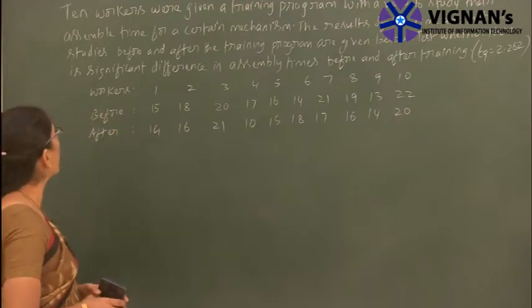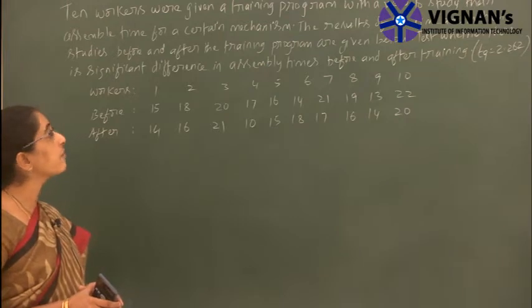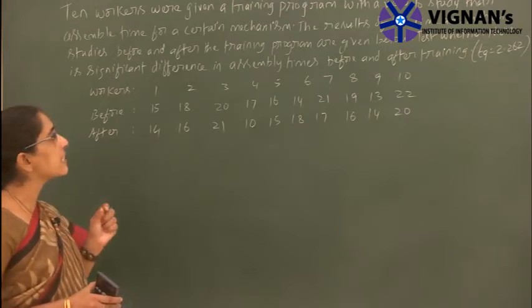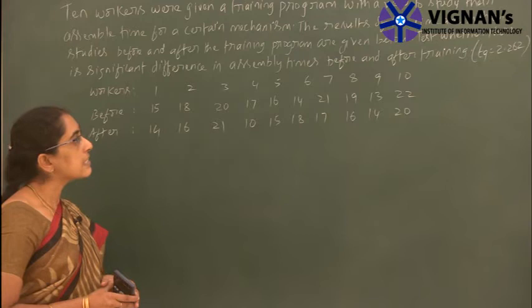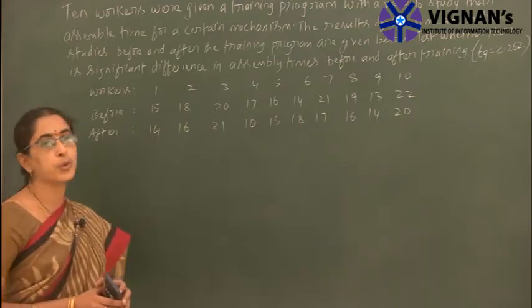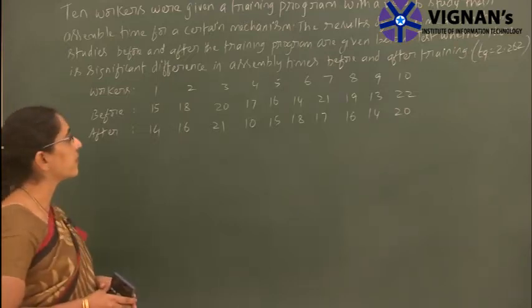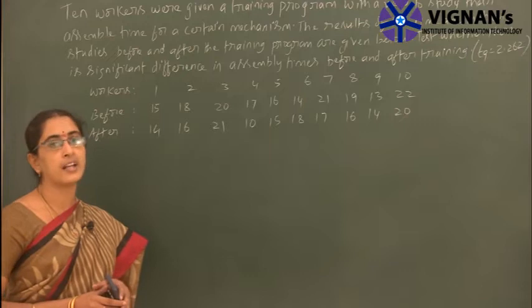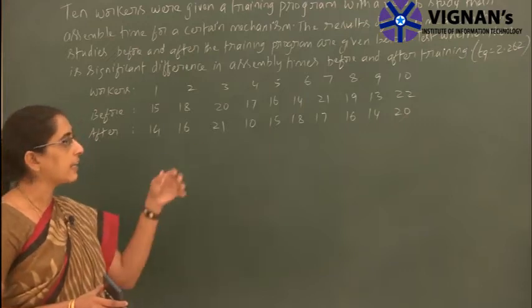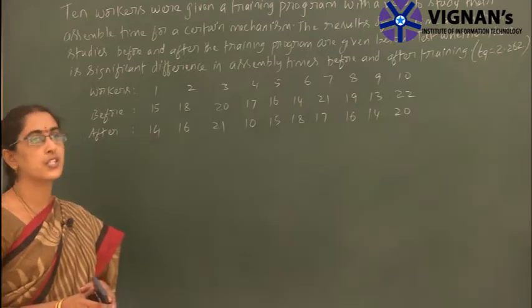So if you see the first problem, 10 workers were given a training program with a view to study their assembly time for a certain mechanism. The results of the time and motion studies before and after the training program are given below. Test whether there is a significant difference in assembly times before and after training. The tabulated value of t for 9 degrees of freedom is given as 2.262.